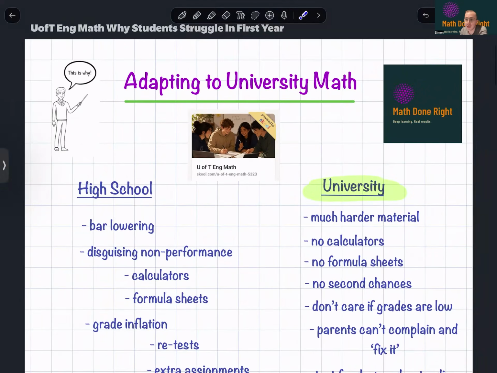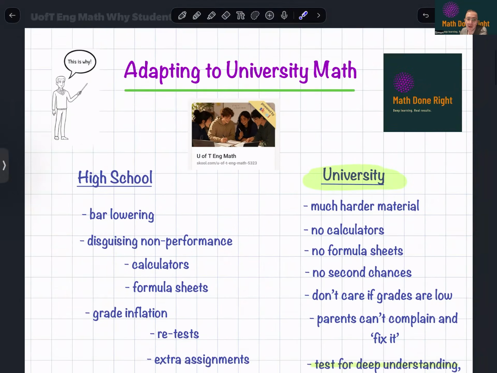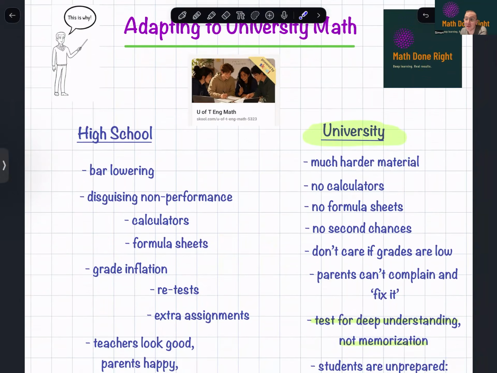And hopefully we now understand what is happening in first year, why it's not your fault, and what we can do about it.